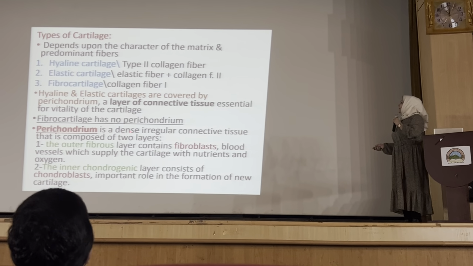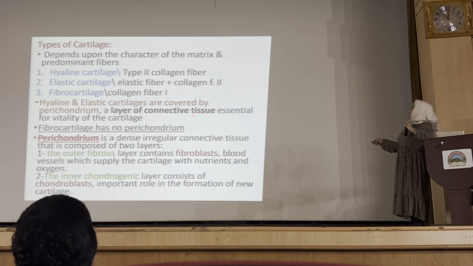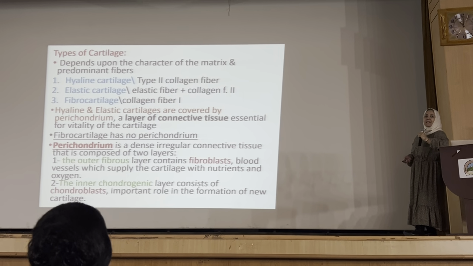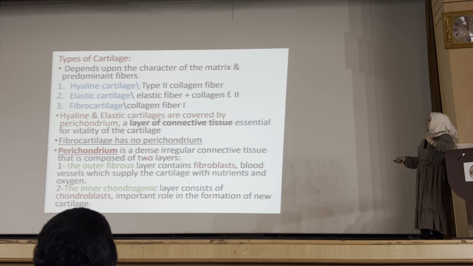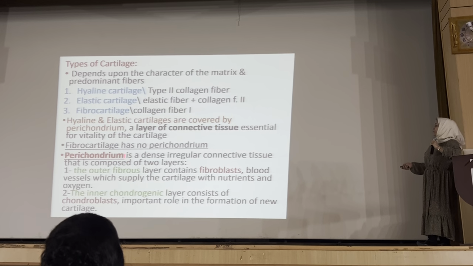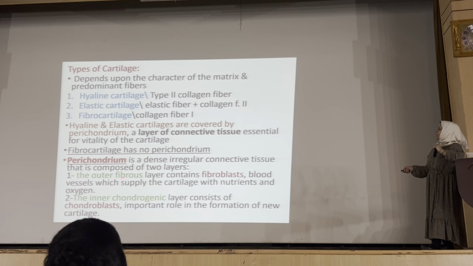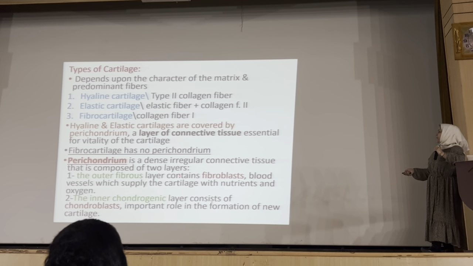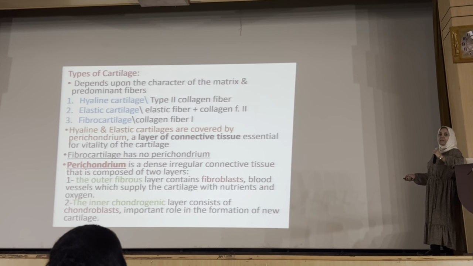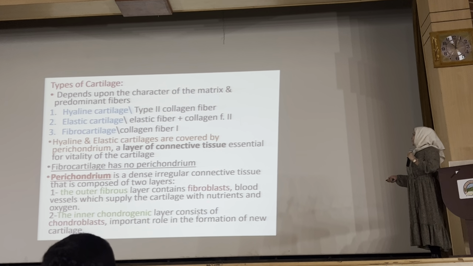Perichondrium is a dense, irregular connective tissue. The type of connective tissue could be loose, dense regular or dense irregular, so the answer is dense, irregular connective tissue. The perichondrium itself is formed from two sublayers, outer and inner. The outer one is fibrous, containing fibroblasts, which are the main cells in connective tissue proper. Also, it contains blood vessels, which supply the cartilage with nutrients and oxygen.